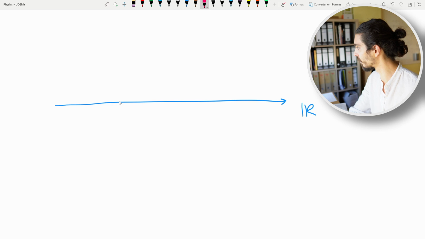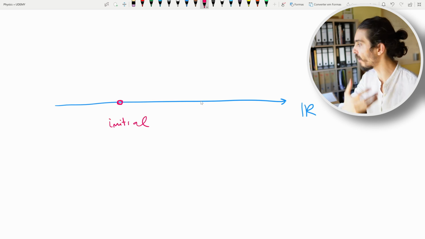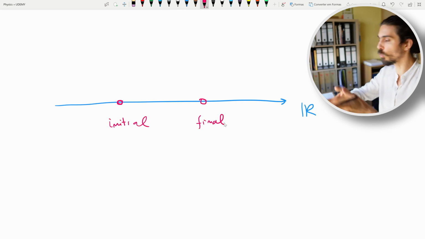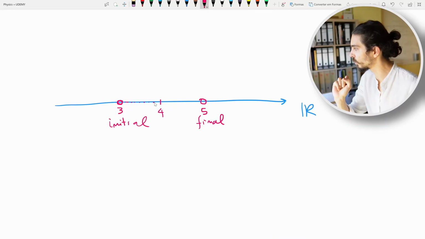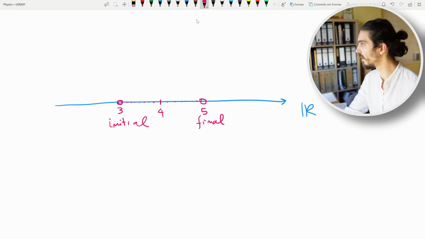It has an initial point here, and there is a final point here, and I want to include everything in between. Just to make it more clear, let's consider the initial point 3 and the final point 5. The middle point then is 4. Now, notice that it is 1 unit apart. So, from 4 to 5 it's 1 unit, from 4 to 3 is another unit.